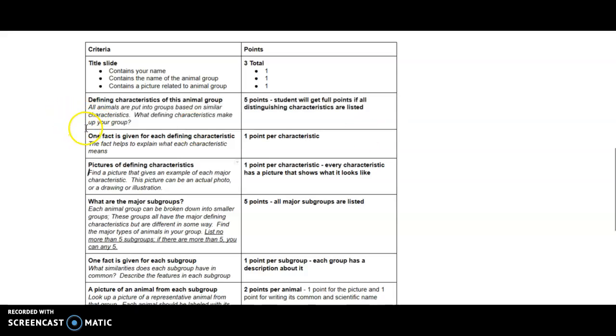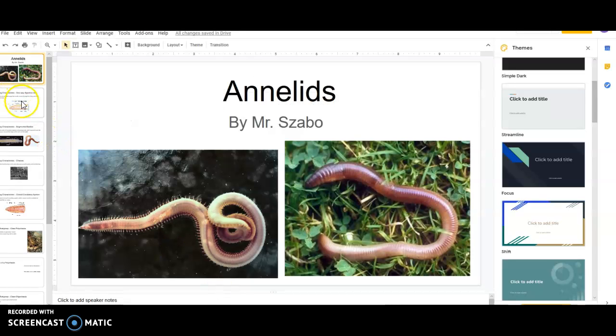Each characteristic needs a fact about it. Explain what it is. That's a great fact to put. And then find a picture that shows me that characteristic in some way. It could be an actual photo, could be a drawing or illustration. So if you go back to my report, what is an annelid?